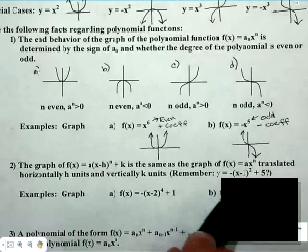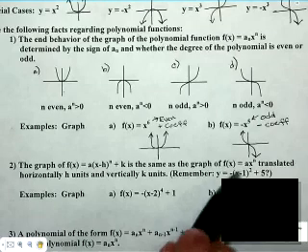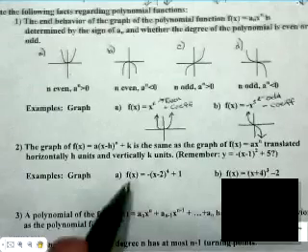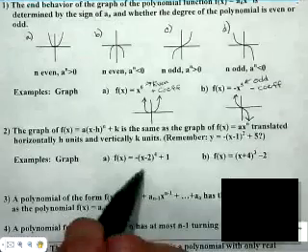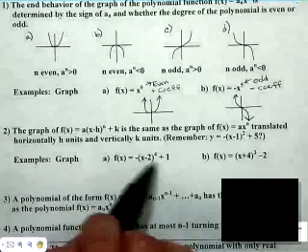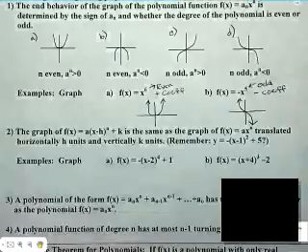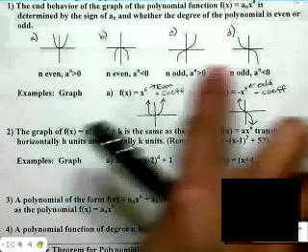Positive 1, positive 5, because that horizontal shift works the opposite of what you expect, and then the 5 shifts it up 5. So this example, f of x equals negative x minus 2 to the 4th plus 1. What's the end behavior of that graph? Is it the same as A, B, C, or D?